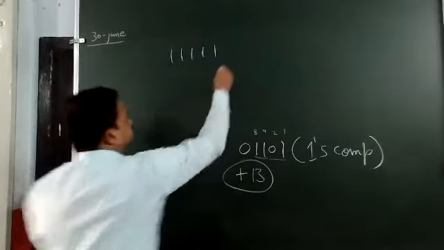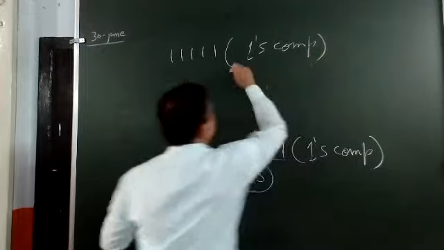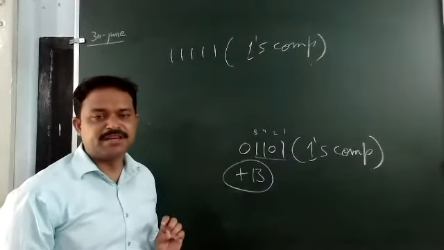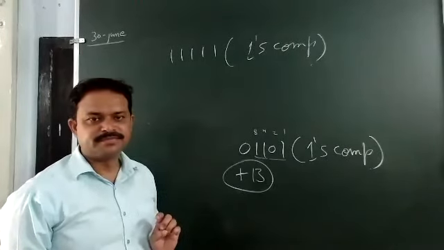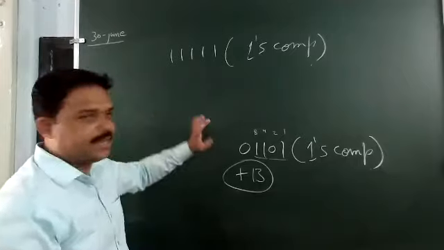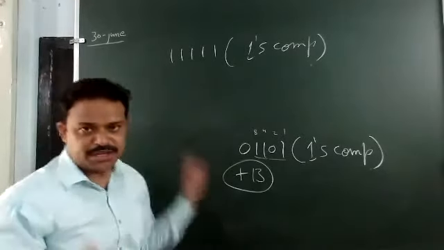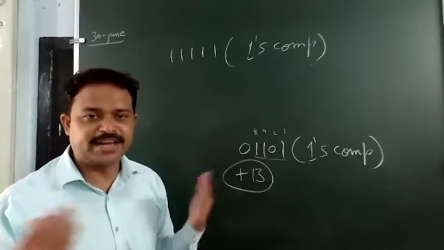Suppose the value is given to you in one's complement. One thing is very clear: the last value is 1, so it is a negative value. But the question is, which negative value? You cannot find out directly.